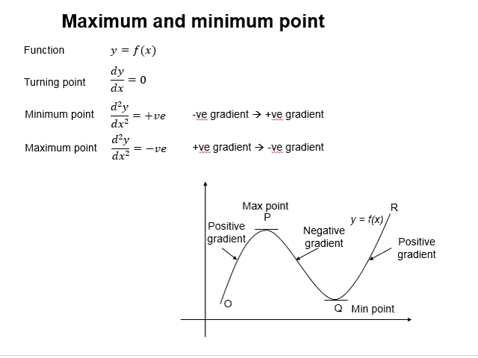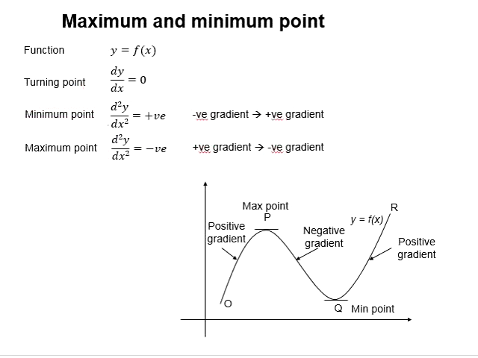For simplicity, if you are asked to determine the maximum and minimum point of a function y equals to f(x), you're going to differentiate once and equate it with 0 to identify the turning point. Do the second level differentiation. Substitute the values from the turning point and observe whether it is positive or negative to determine whether it is a minimum or maximum point.